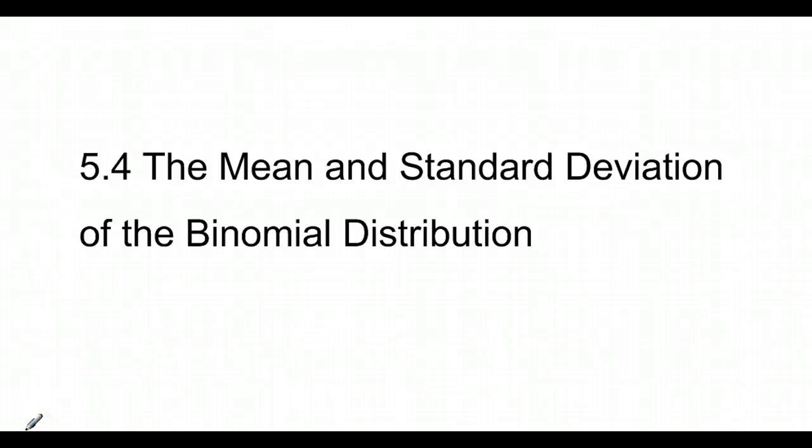Alright, this is your 5.4 notes, the mean and standard deviation of the binomial distribution. So we've talked about how to find the mean and standard deviation for a discrete probability distribution in the last section, or in 5.2. But for the binomial distribution, it's much simpler to compute.